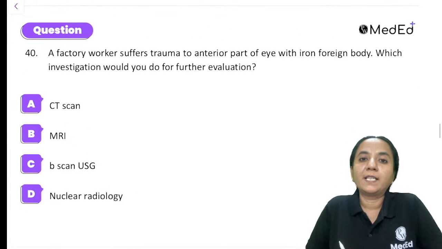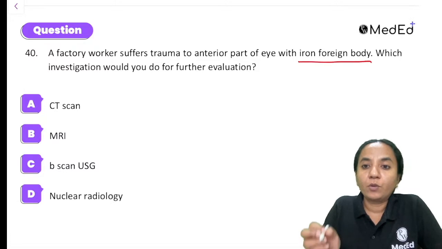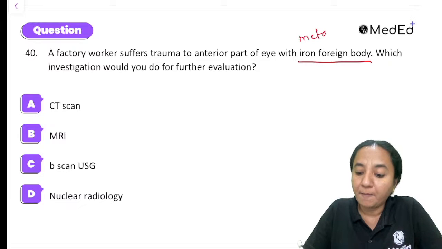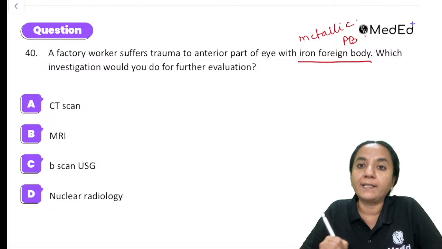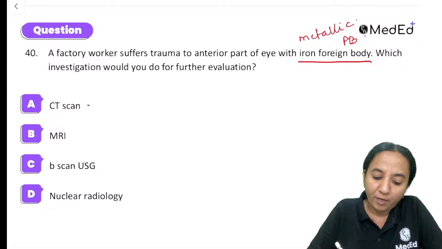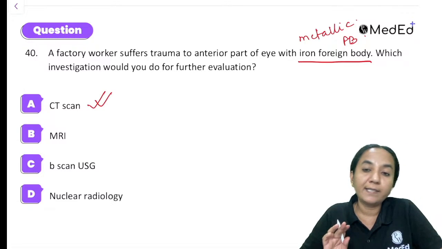A factory worker suffers trauma to the eye and there is an iron foreign body. So the trauma has happened with an iron foreign body. So what kind of foreign body is this? This is a metallic foreign body, right? So if you want to investigate or localize a metallic foreign body, what investigation should you use? We have to obviously use a CT scan. So what is the investigation you will do? The answer is CT scan.